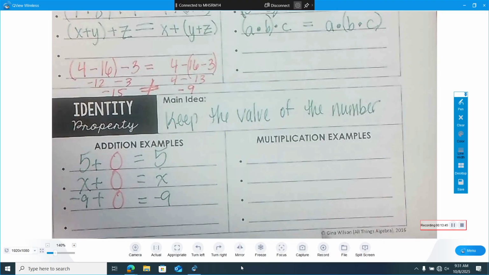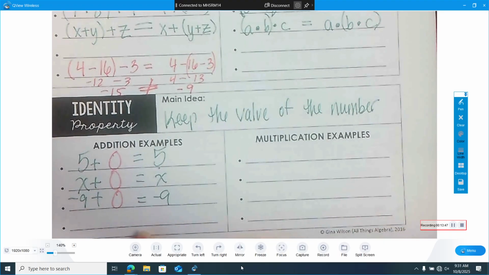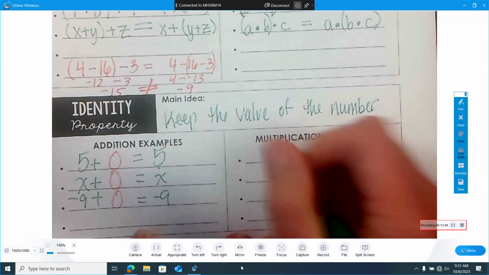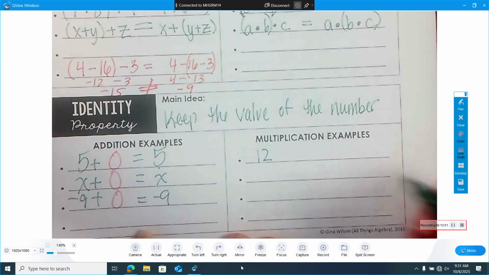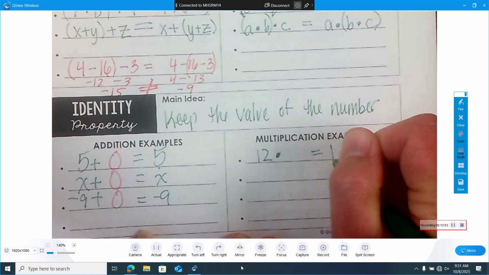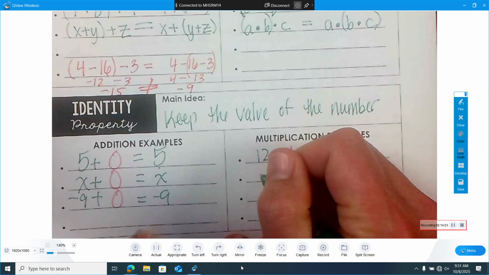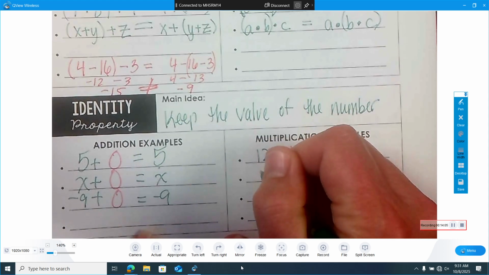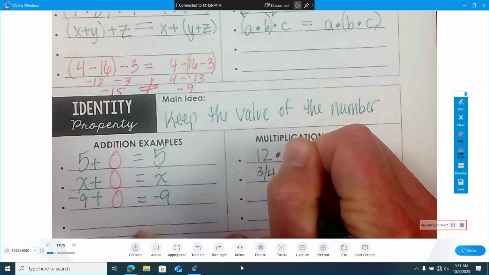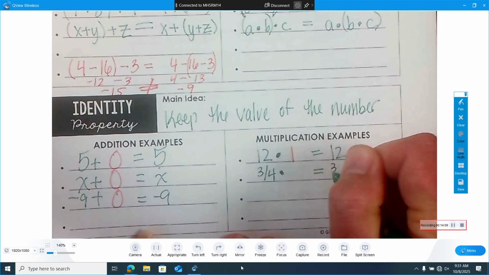Okay. For multiplication, same idea. If I start with like a 12, what can I multiply to still keep a 12? 1. I can multiply by 1 all day and night, and it's not going to change what I started with. So if I have 3/4 times what? Still going to give me 3/4.